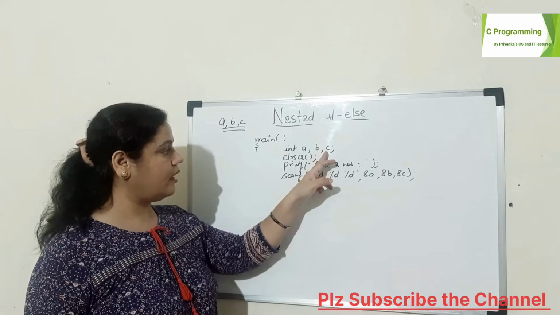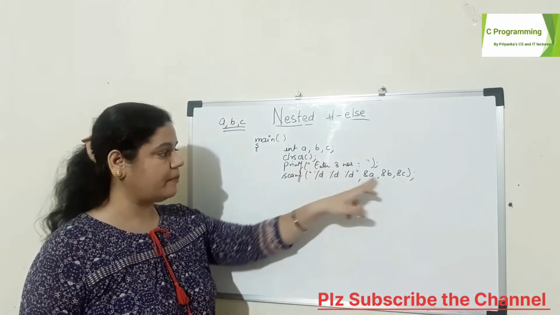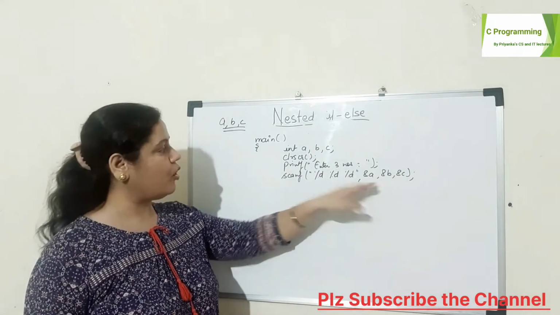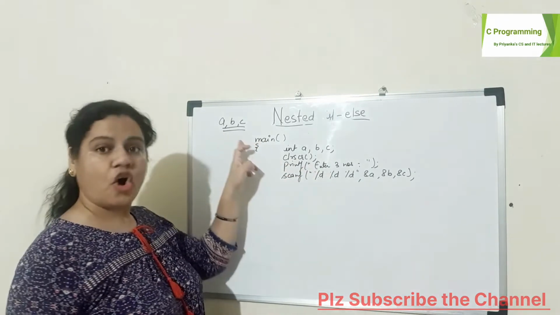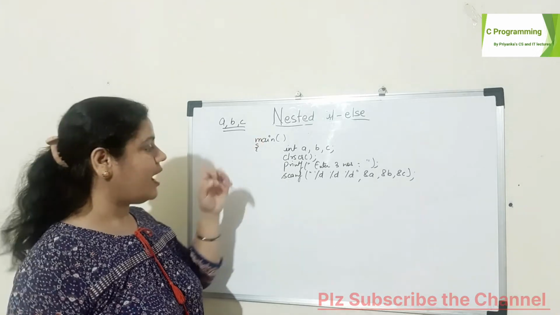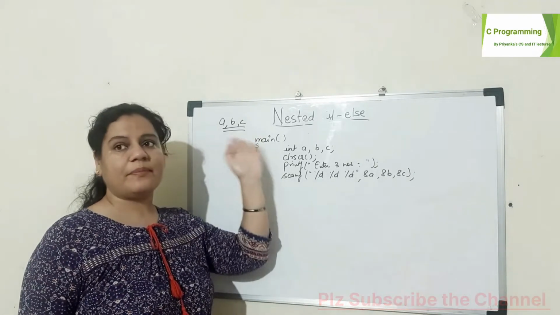Now here we have 3 numbers. We have taken the numbers from the user. Now I want to check which number is greater, A or B or C. I am assuming that these numbers are not equal.